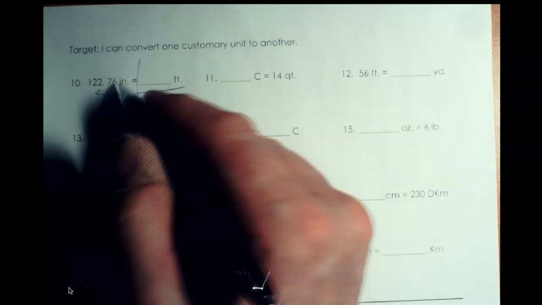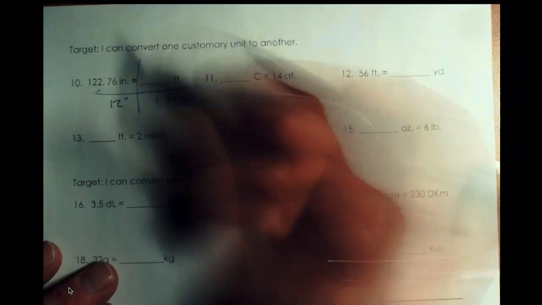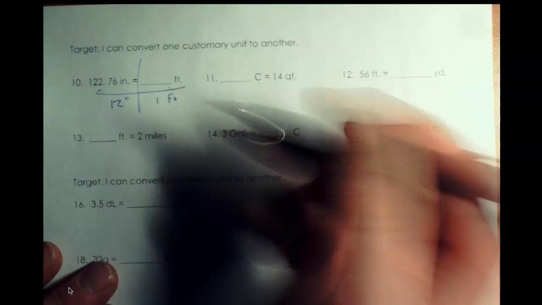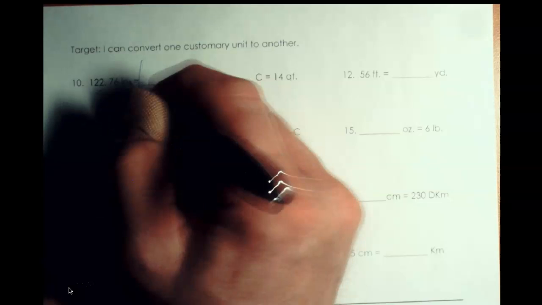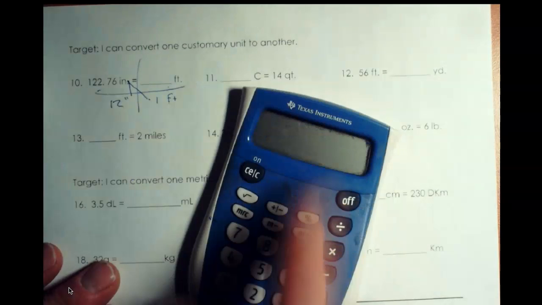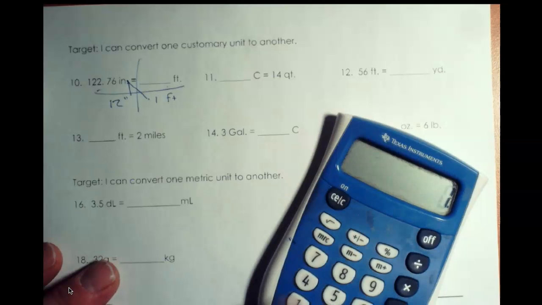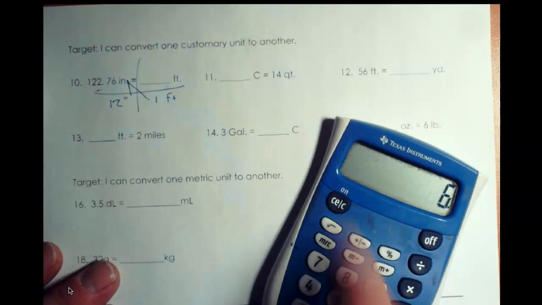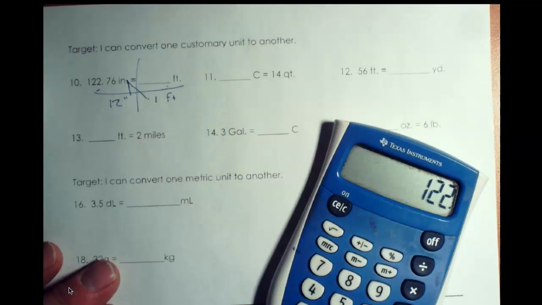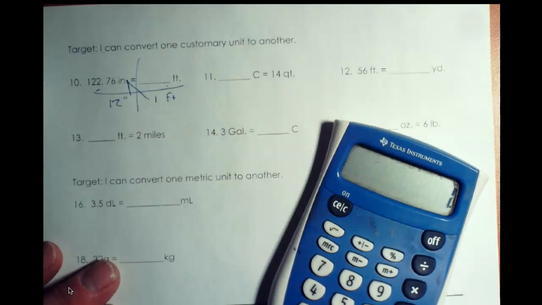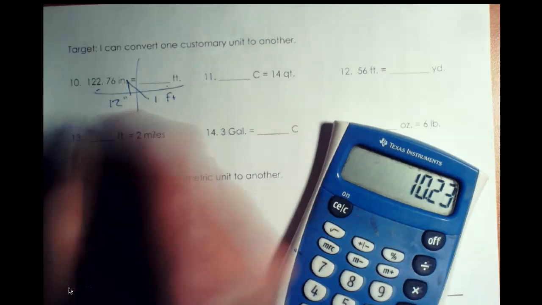Now, most people just say, well, you could just take 122 and divide it by 12. I know that. I like this because it organizes my work. So I'm just going to do it. Just take 122.76. Sure I got that in there right. And I'll divide that by 12. It looks like 10.23.